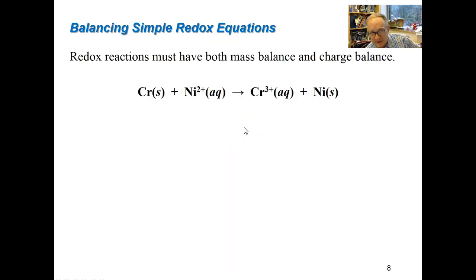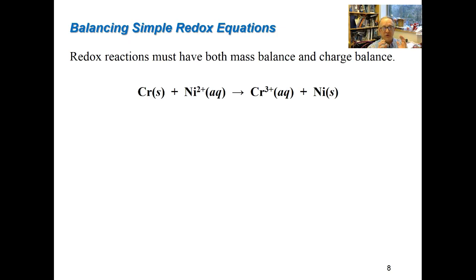So let's balance a simple redox reaction. A little bit more complicated than that first one that we did. In all chemical reactions, the number of each type of atom has to balance. That's nothing new, what we've been doing. But now something new in terms of balancing equations: the sum of the charges on either side has to balance.